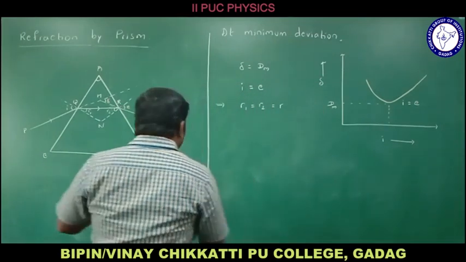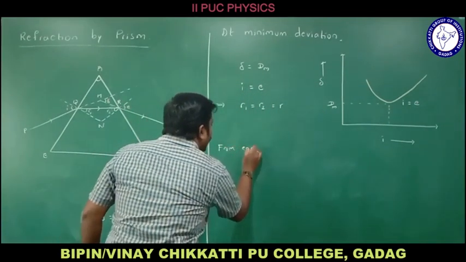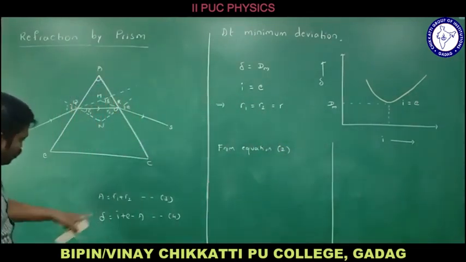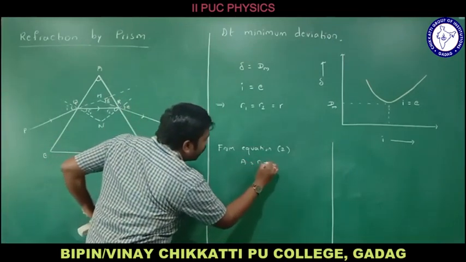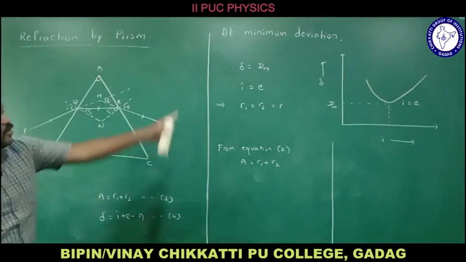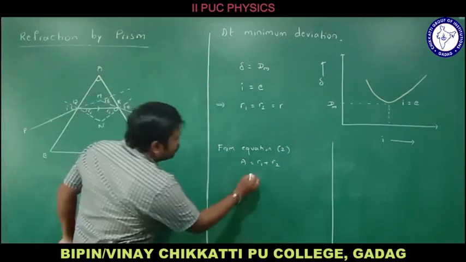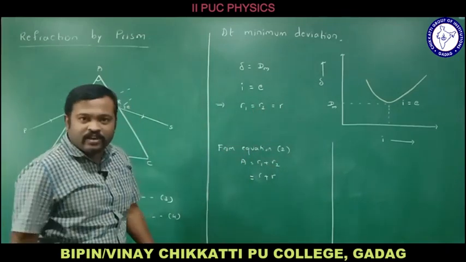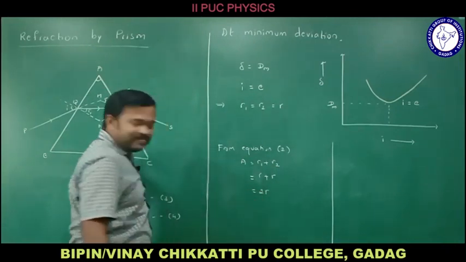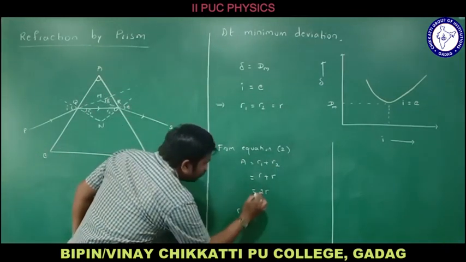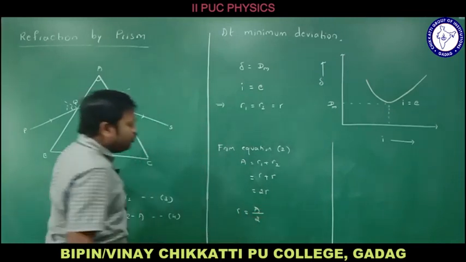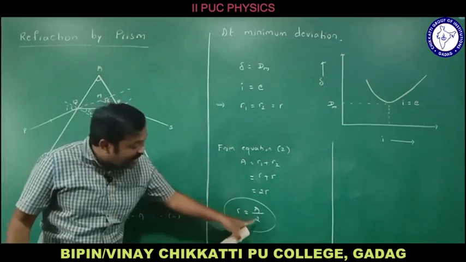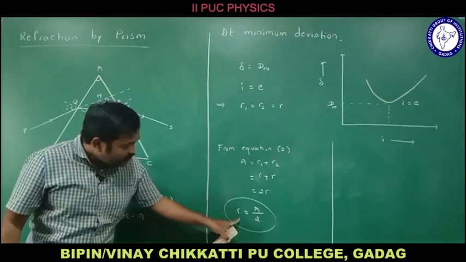Okay, now let us check it out from equation 2. I will write both the equations here itself. What is equation 2? A is equal to R1 plus R2. Substitute this condition here: R1 is equal to R2 is equal to R. So R plus R, because both are equal. That is 2R. So R is equal to A divided by 2. Do you remember? We arrived at the angle of refraction, R is equal to A divided by 2.